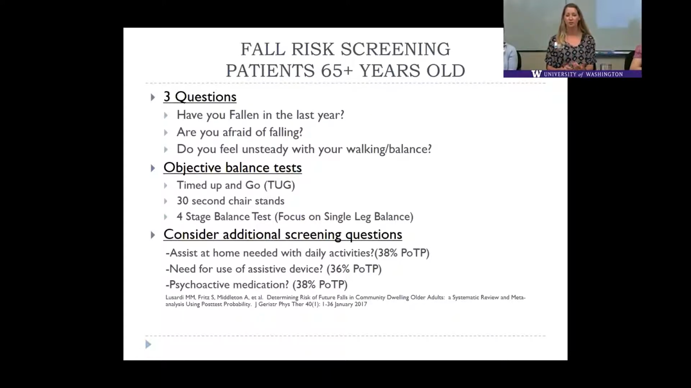Our screening questions are going to stay the same. I think that we're all pretty familiar with these three questions. Have you fallen in the last year? Are you afraid of falling? And do you feel unsteady with your walking or balance?